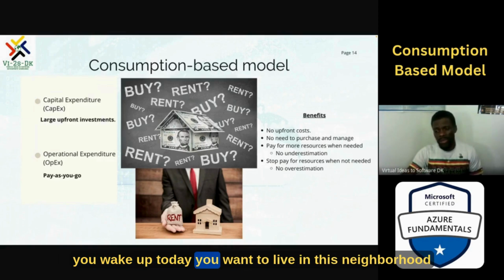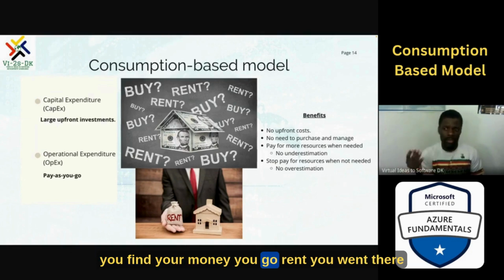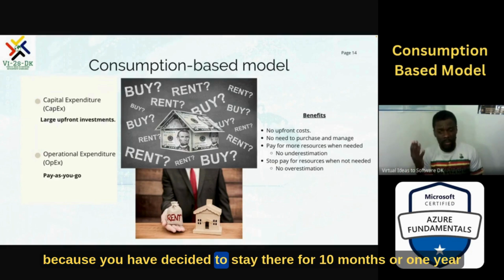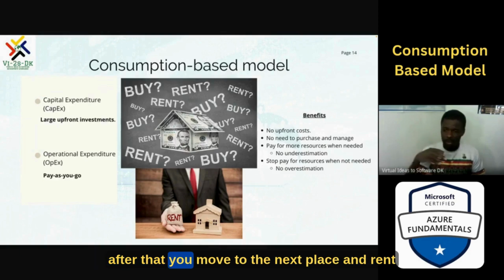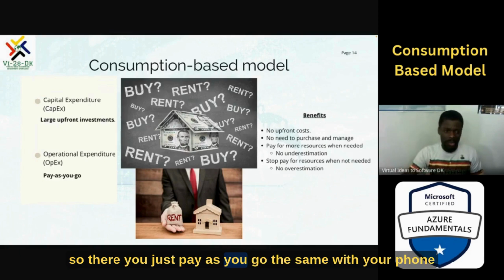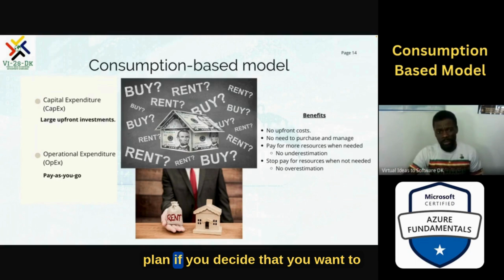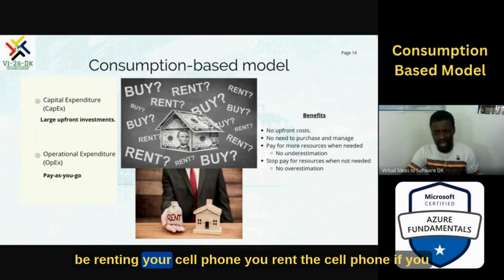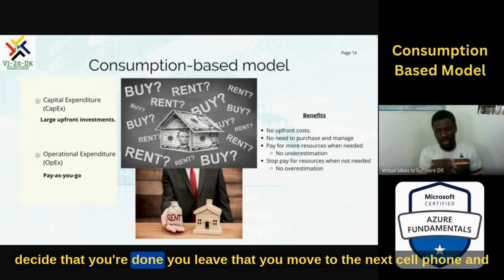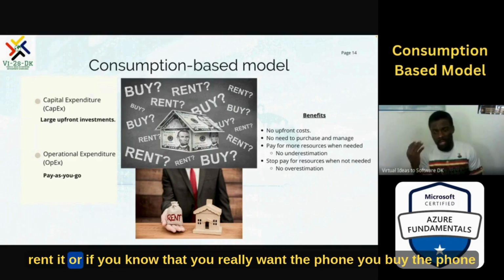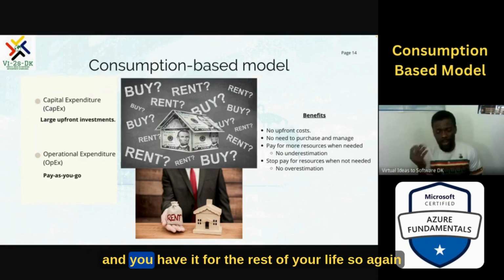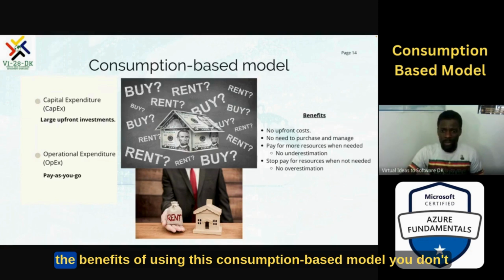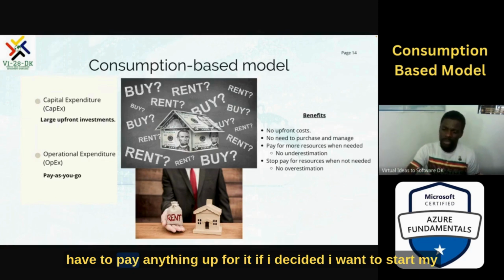You wake up today, you want to live in this neighborhood, you find your money, you go rent. You went there because you have decided to stay there for 10 months or 1 year. After that, you move to the next place and rent. So there you just pay as you go. The same with your phone plan. If you decide that you want to be renting your cell phone, you rent the cell phone. If you decide that you're done, you leave that, you move to the next cell phone and rent it. Or if you know that you really want the phone, you buy the phone and you have it for the rest of your life. So again, the benefits of using this consumption-based model: you don't have to pay anything upfront.